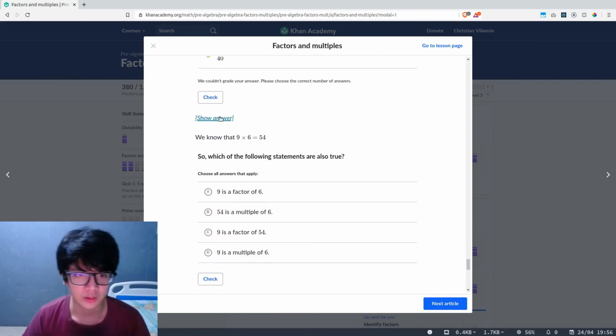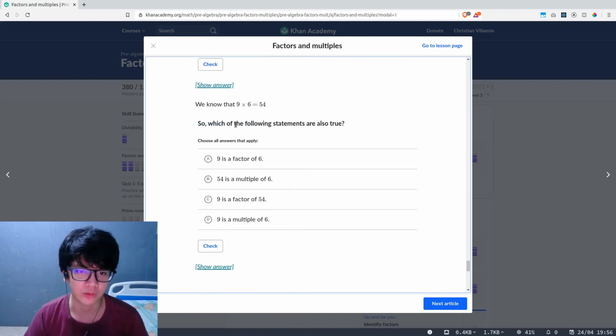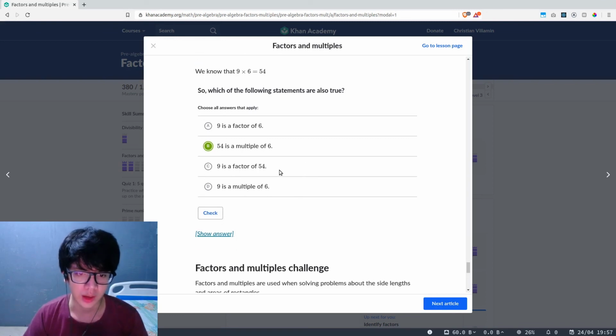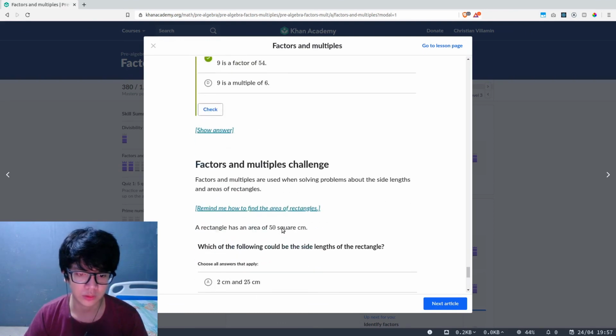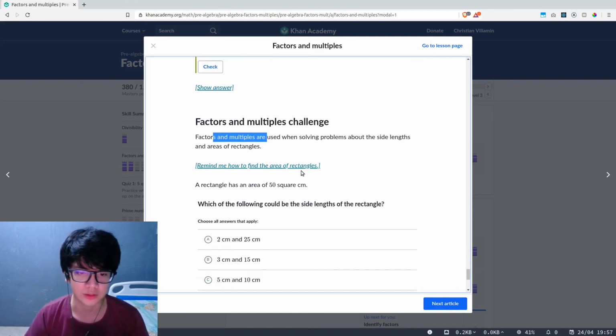We know that 9 times 6 is 54. Which of the following statements are also true? 9 is a factor of 6, no. 54 is a multiple of 6. 9 is a factor of 54. 9 is a multiple of 6, no. Factors and multiples are used in solving problems about side lengths and areas of rectangles.